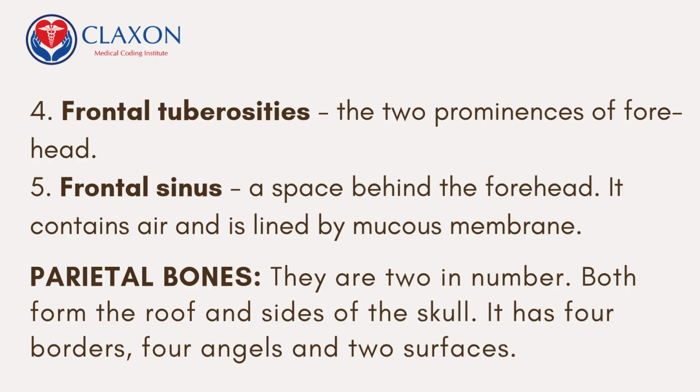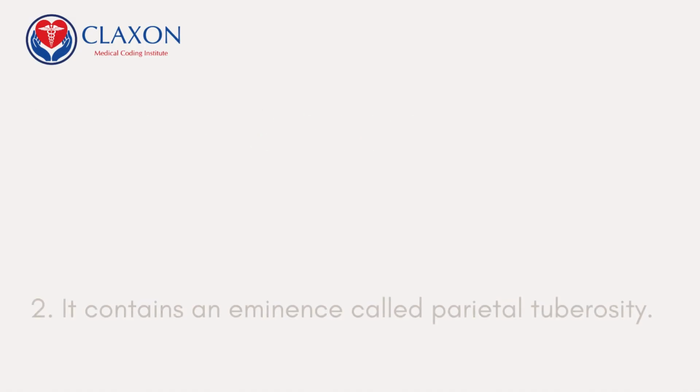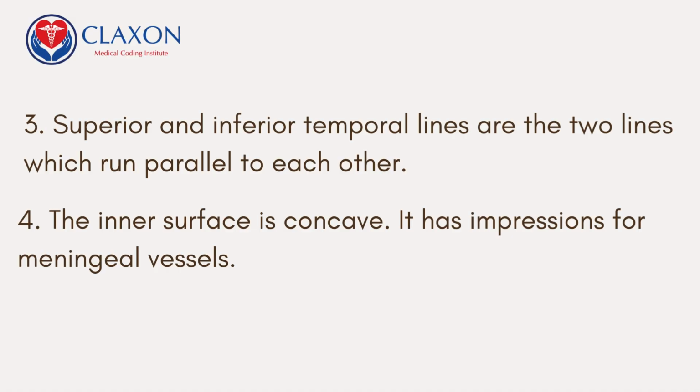Parietal bones. They are 2 in number. Both form the roof and sides of the skull. It has 4 borders, 4 angles, and 2 surfaces. The articulations of this bone are anteriorly with frontal bone, posteriorly with occipital bone, medially with the other parietal bone, below with the temporal bone. It contains an eminence called parietal tuberosity. Superior and inferior temporal lines are the 2 lines which run parallel to each other. The inner surface is concave. It has impressions for meningeal vessels.